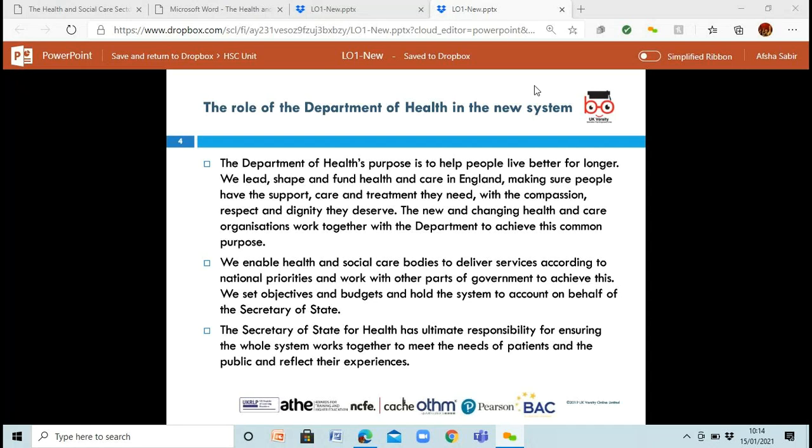So the common purpose of the Department of Health is to create a good working system. It's where you have different organizations that actually work together. And this is something called multidisciplinary working, where you have social services, care organizations, the NHS, police, schools. They will all work together.